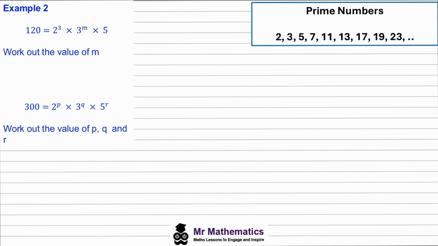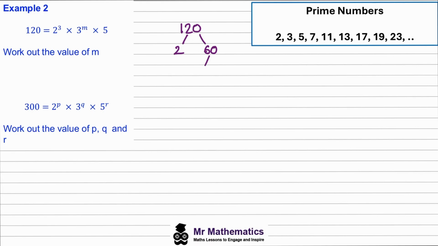So in example 2, we're given that 120 can be written in prime factor form as 2 cubed times 3 to the m times 5. We need to work out this value of m. So we start with 120 and we divide it by the lowest prime number, which is 2. And 120 divided by 2 will give us 60.